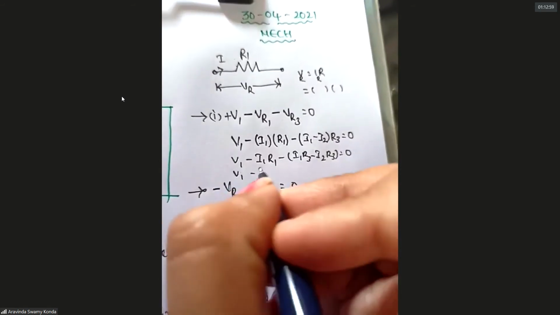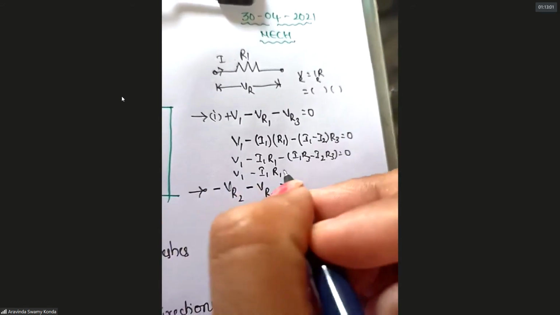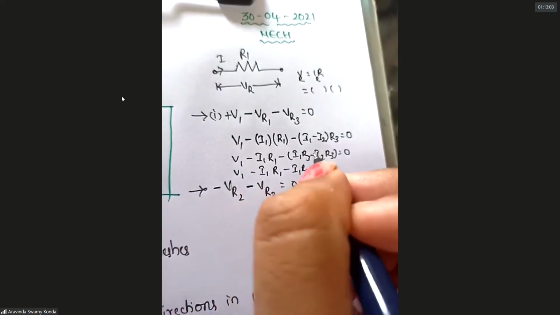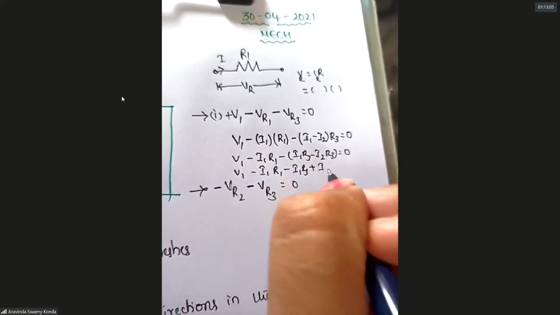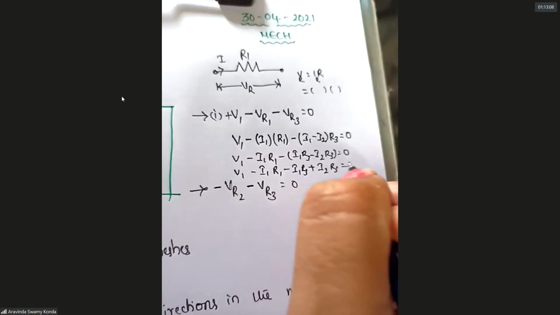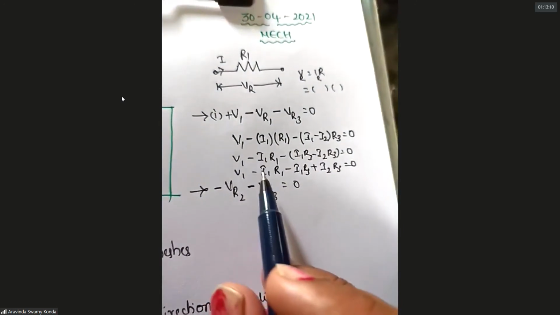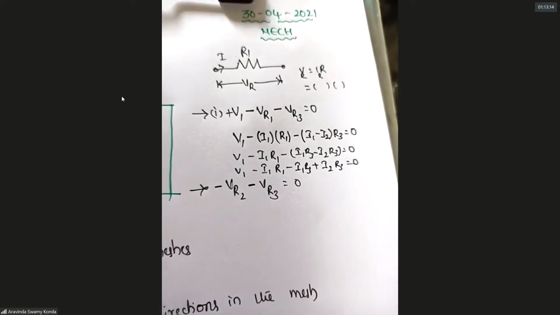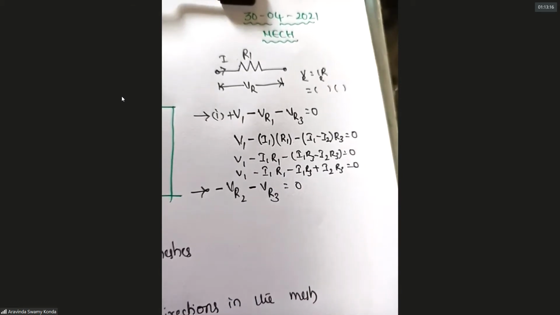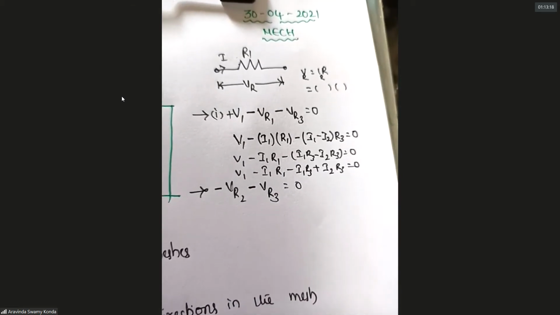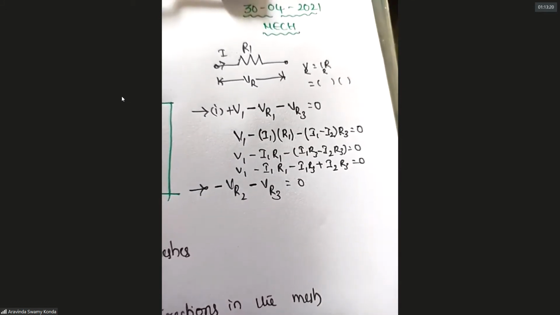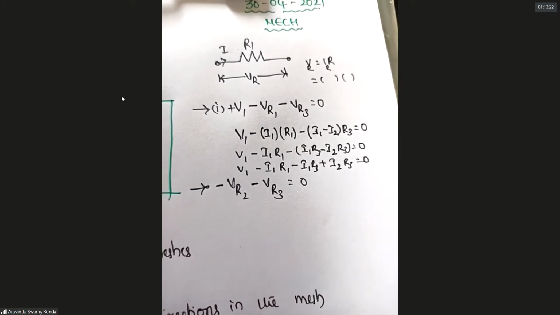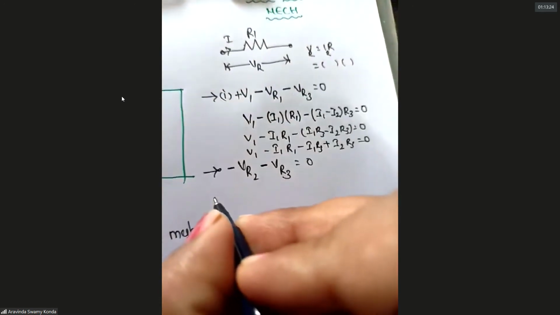Then V1 minus I1 R1 minus I1 R3 plus I2 R3 equal to 0. So take the I1 terms separately and the I2 terms separately, and write the equation. That is clear. Am I clear up to now? Yes, sir. So next, the second mesh.